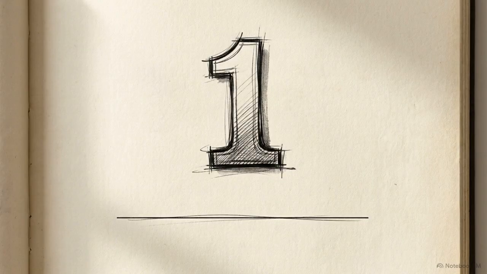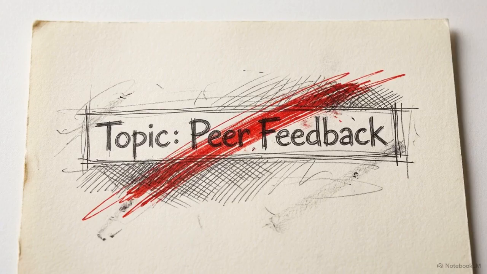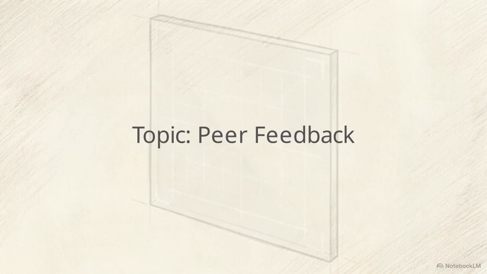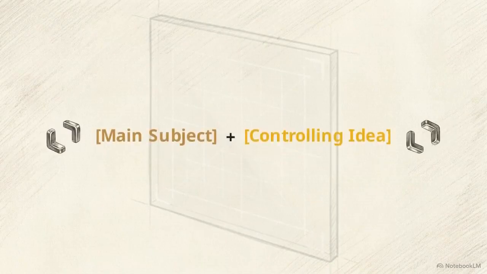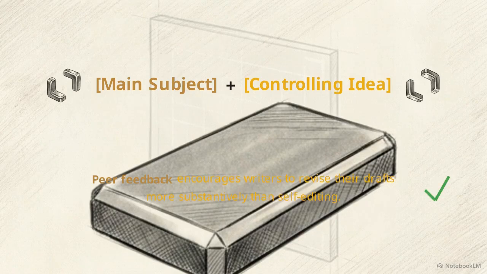Sentence 1 sets the agenda. This is your topic sentence. It must do 2 things immediately: name the main subject you are writing about, and present a specific controlling idea that limits the scope of that subject. A sentence like, "I am going to write about peer feedback," is far too vague. A strong topic sentence makes an arguable claim, like, "Peer feedback encourages writers to revise their drafts more substantively than self-editing." It tells the reader exactly what you intend to prove.